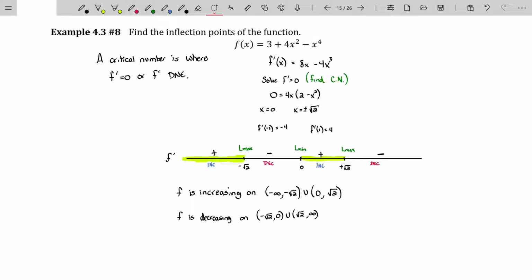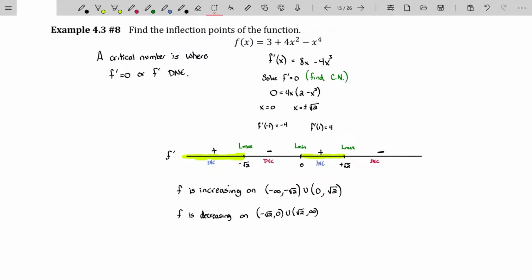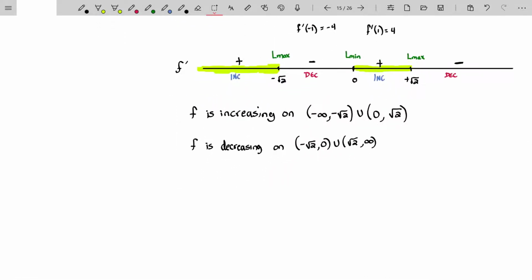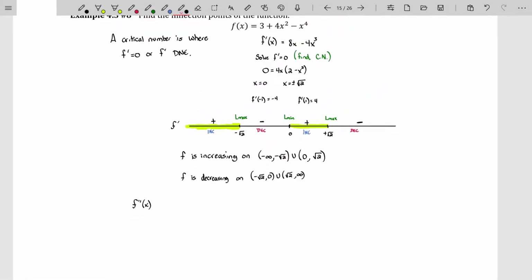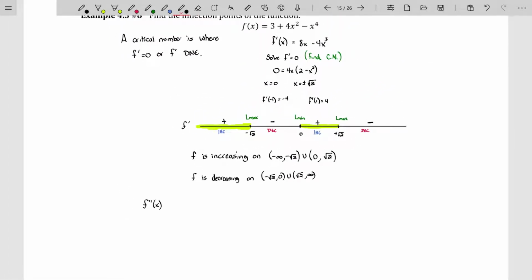Now to find the inflection points of this function: the inflection points occur, remember, when the second derivative switches signs, or when it goes from concave up to concave down, it being your function. So that requires us to find the second derivative. We'll write here f double prime of x. Looking at our first derivative, which was 8x minus 4x cubed, the derivative of that is going to be 8 minus 12x squared. And all we need to do here is find out where this is positive or where this is negative.